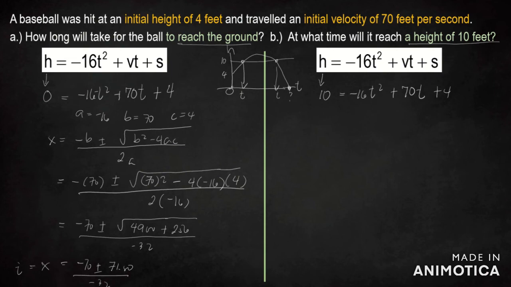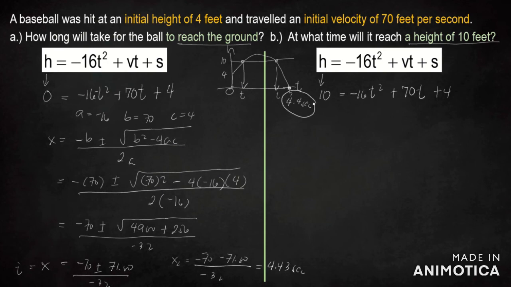So, let's make use of the other one. You have x sub 2 is equal to negative 70 minus 71.80 over negative 32, and the result is 4.43. At approximately 4.43 seconds, the ball reaches the ground.